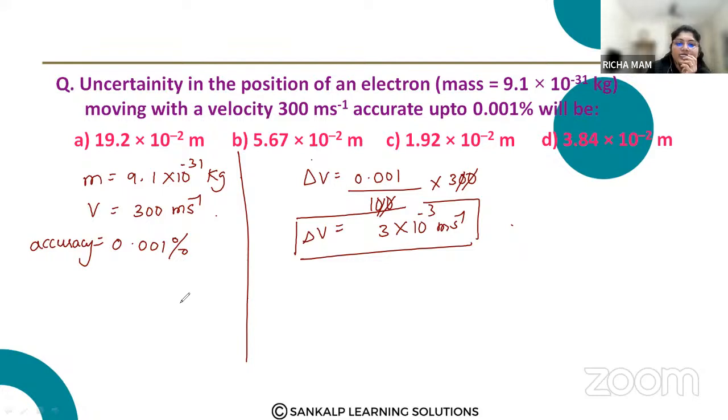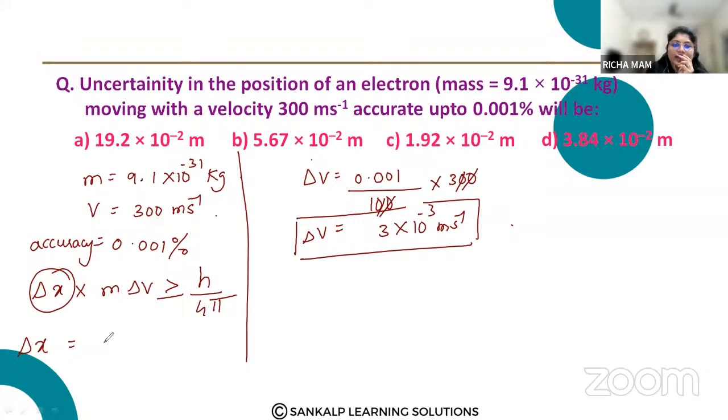Now let us put the formula, that is delta x into m delta v greater than or equal to h by 4 pi. Put the values. We have to find delta x, so let us take delta x here and shift everything on the other side: h by 4 pi into m delta v.